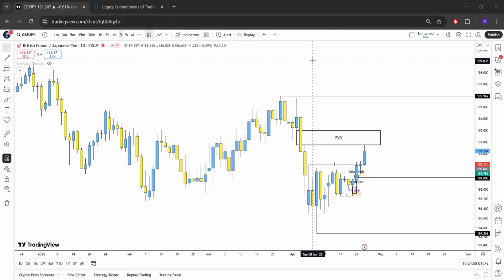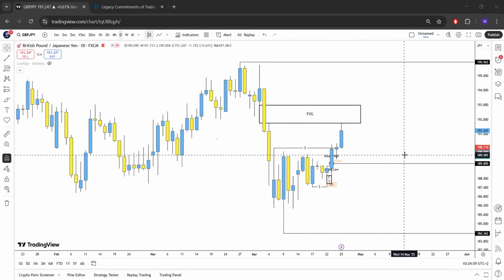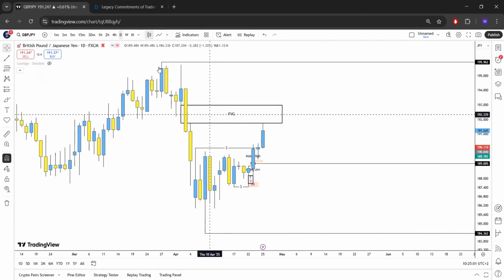So last week when we came to the markets and we analyzed the markets, we were looking for anticipated sell-offs from premium areas or equilibrium.